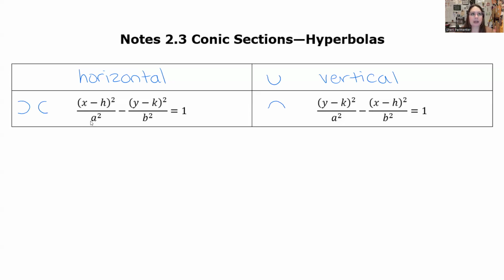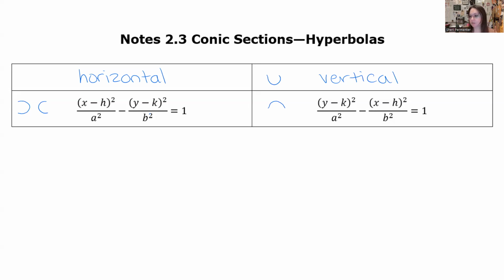Notice the placement of A and B. They stay the same regardless. That means that you aren't necessarily stretched in the direction that you're opening or anything. So make sure that you take note that A and B are fixed positions.